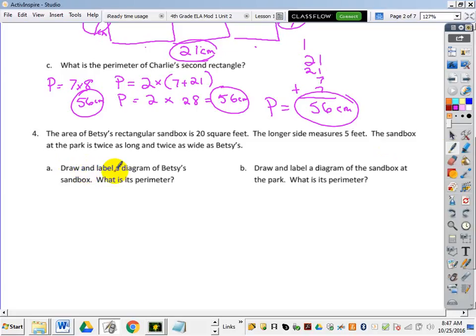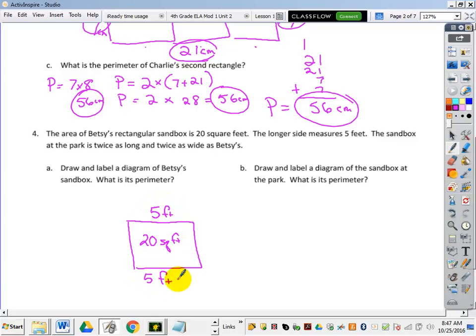I'm going to draw and label this thing. So I'm going to draw this box with 20 square feet as the area. That always is in the middle. Now, the longer side measures 5. So this one looks longer up here. I'm going to say this is 5. I know this is 5 feet.